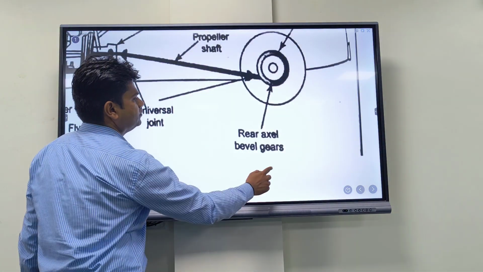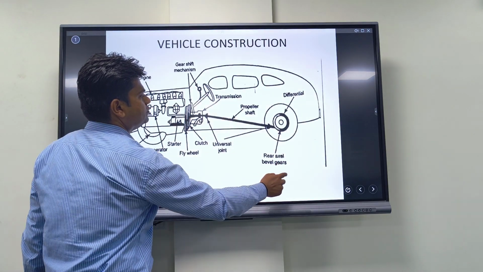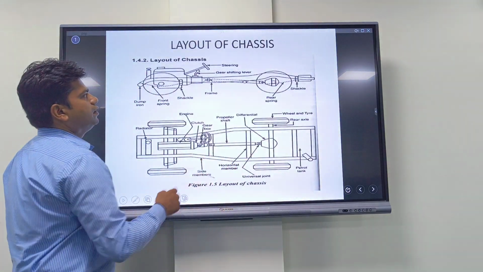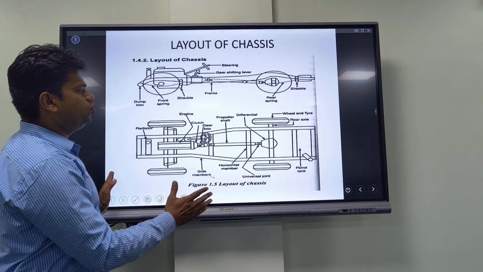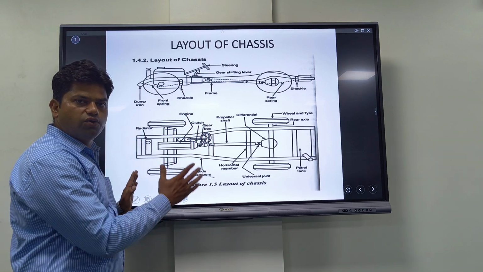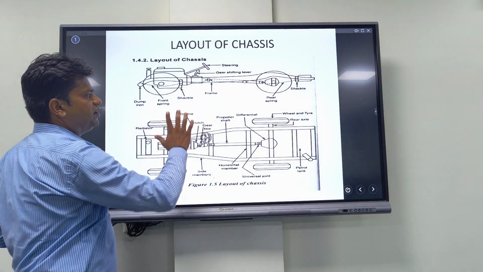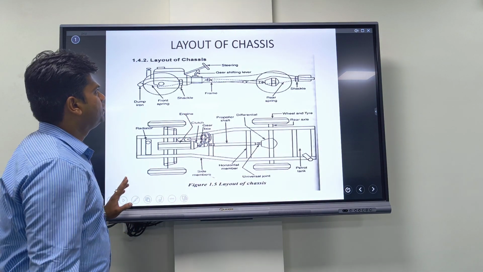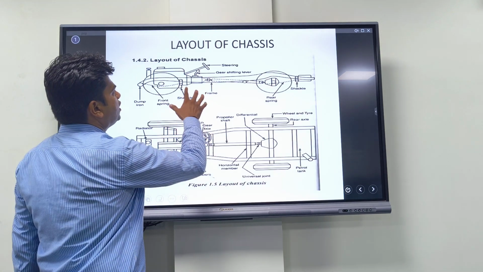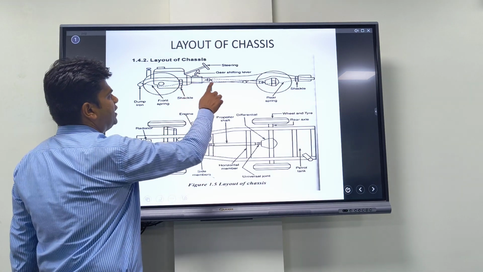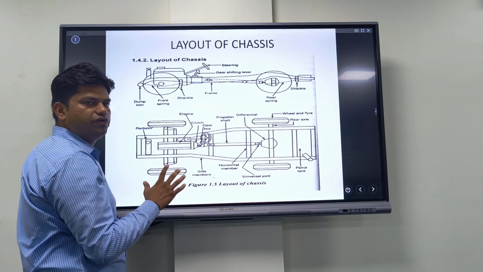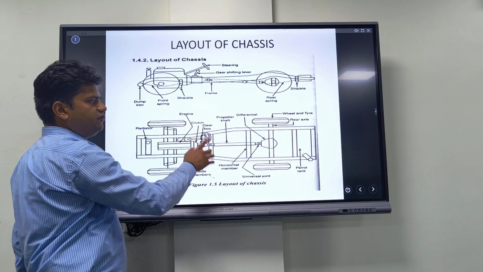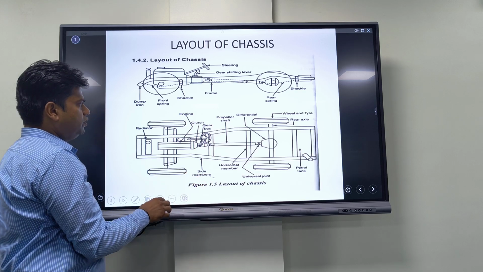Next. The third slide is layout of chassis. These are the two views of the layout of chassis. This one is the front view and this one is the top view. When we talk about the front view, there are some hidden parts which can easily be shown with the help of the top view.